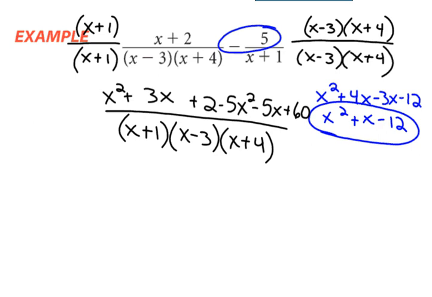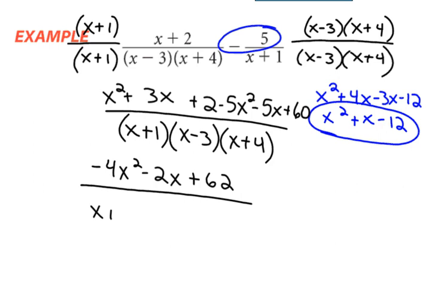Now we can combine all the like terms that are in the numerator. We have x squared minus 5x squared, which would be negative 4x squared. We have 3x minus 5x, which would be negative 2x. We have 2 plus 60, which is 62. All over our common denominator. Right there.